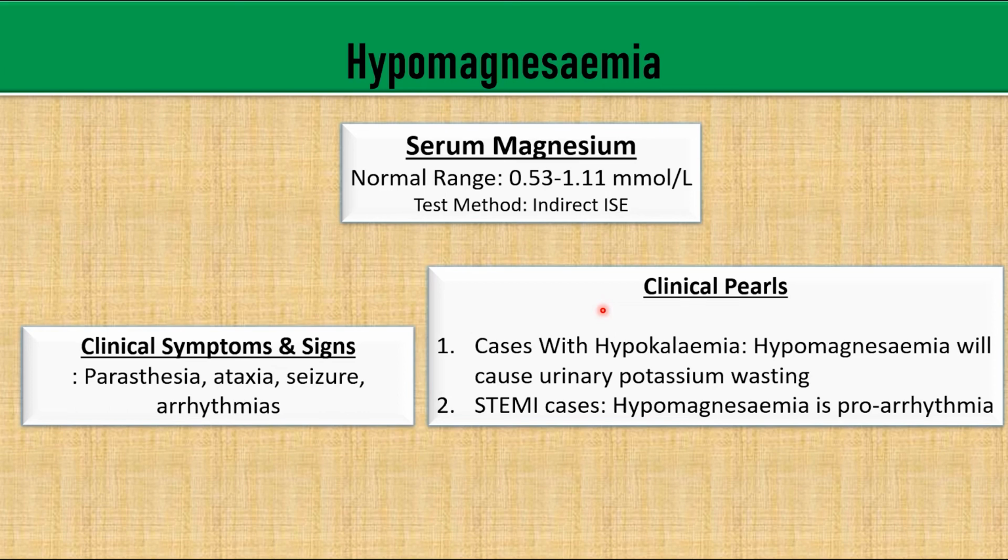Just to highlight 2 clinical scenarios where you must always look into the serum magnesium level. The first will be those subjects with hypokalemia that I have already explained earlier on. Now I just want you to know that patients with acute STEMI should always have their serum magnesium level monitored, because hypomagnesemia is actually pro-arrhythmic. So generally in practice, if a patient comes with STEMI and the serum magnesium level is below 1, we will tend to replace it, because hypomagnesemia is a pro-arrhythmic condition, especially during the acute phase.